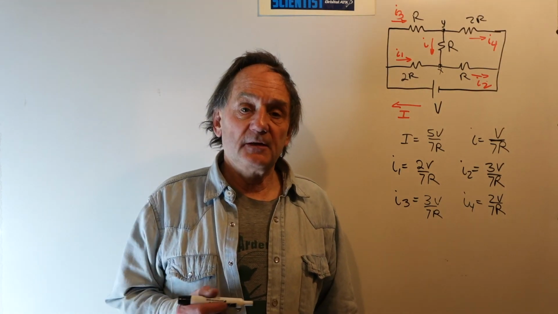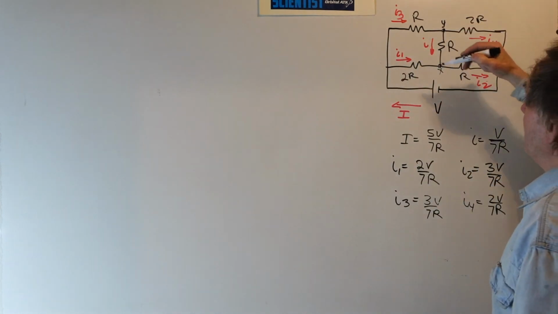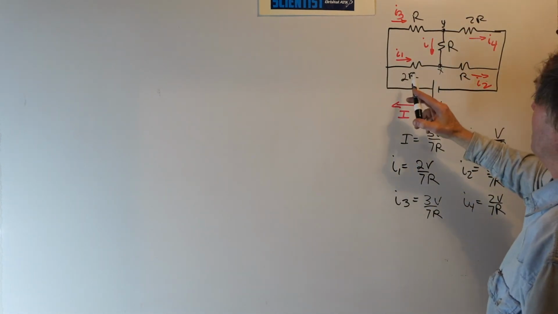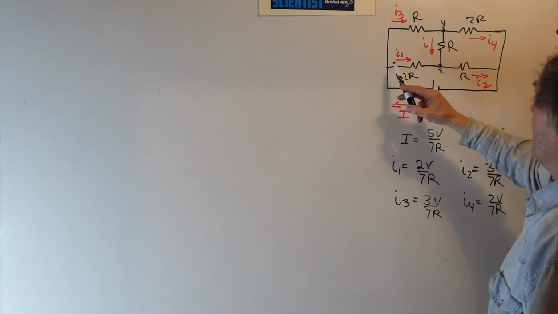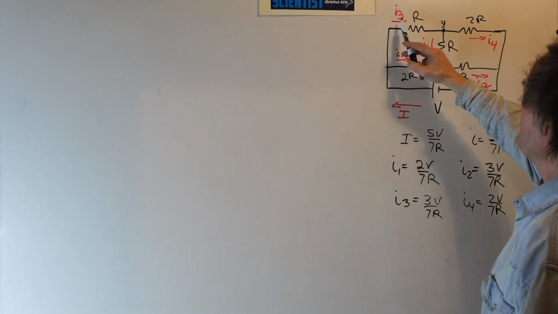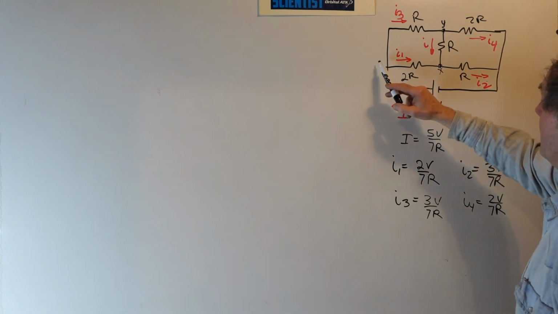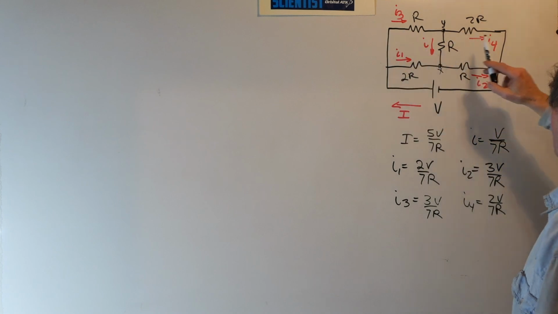We have now completely solved the network. Here's our original network. I've designated the currents as such. Through this 2R resistor, it's I1. This one's I3. This one's I2. This one's I4. The positive directions are going left to right.